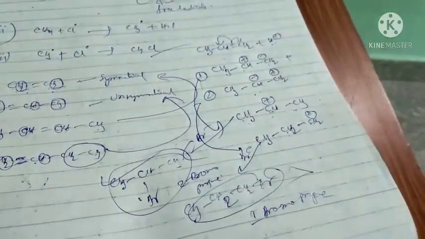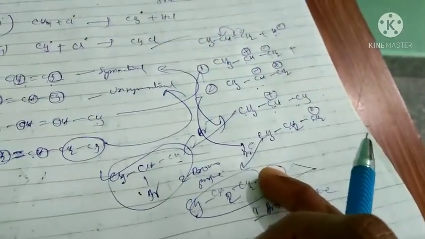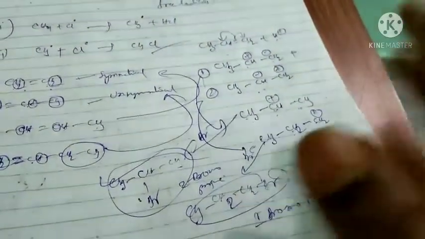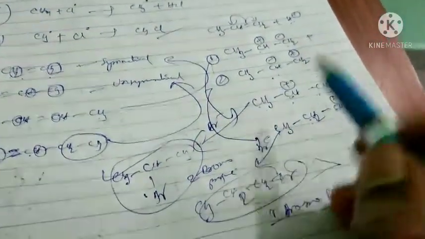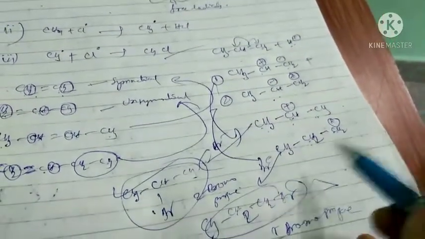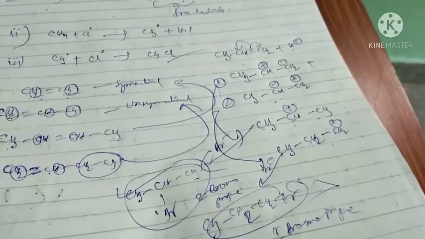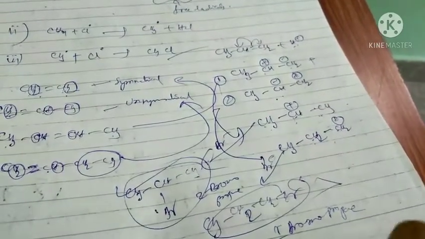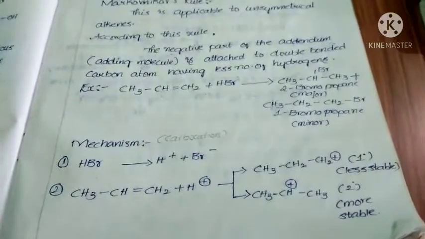Secondary carbocations are more stable than primary carbocations. We discussed that point also. If they are more stable, they can form more stable products. That is the important point. If it is less stable, it forms less stable products. So 2-bromopropane is the major product and 1-bromopropane is the minor product. That is the mechanism behind Markovnikov's rule.